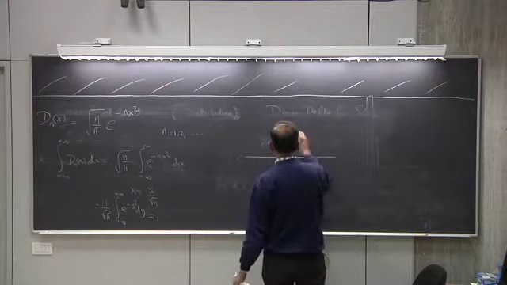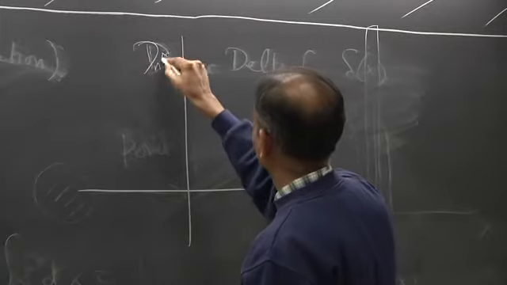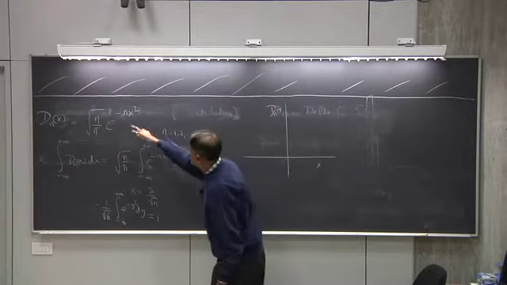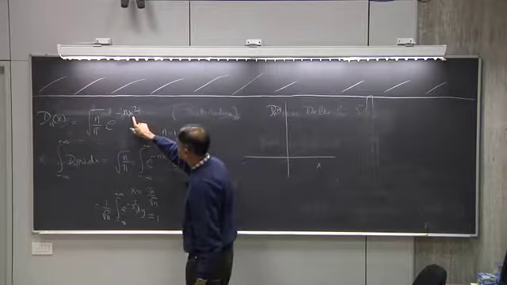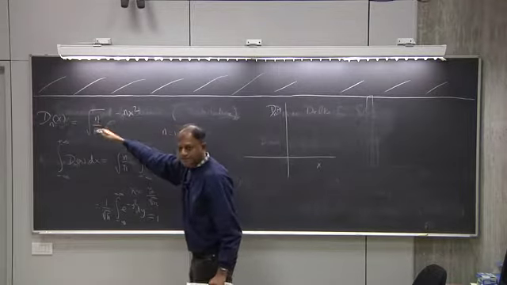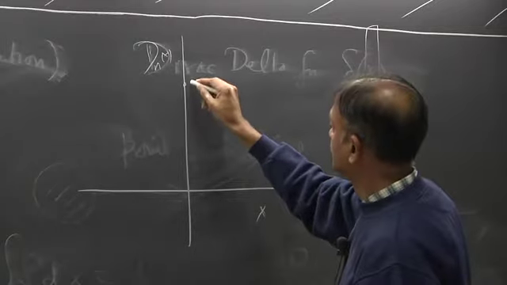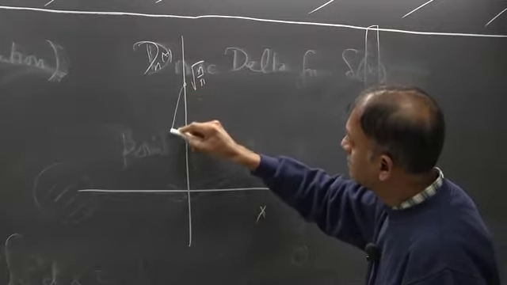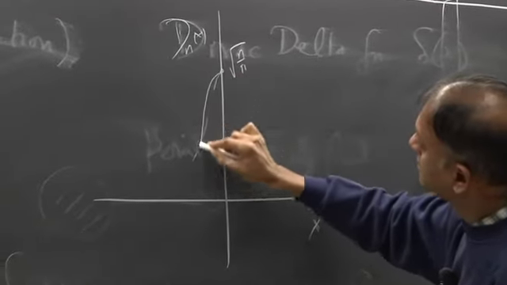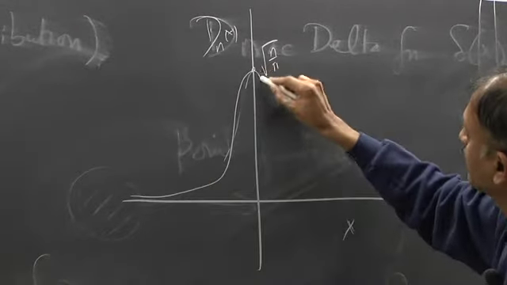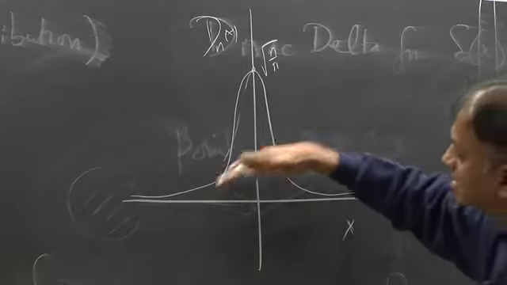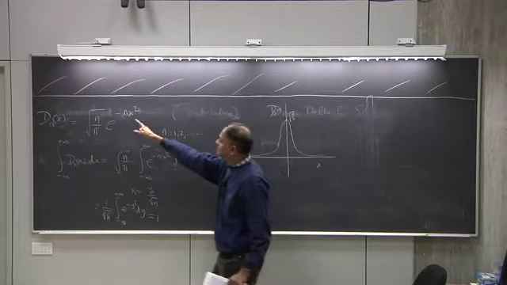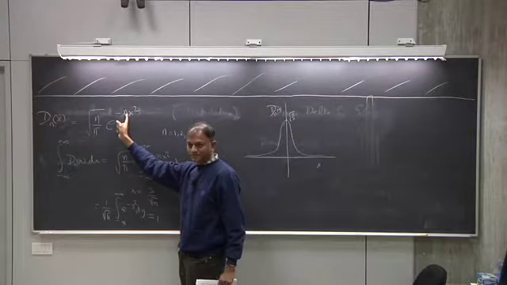as a function of x, notice that this is a Gaussian. At x equal to 0, the value is root n by pi. Then it starts going down exponentially. I'm not drawing it very well, but the width of this is obviously going to become smaller and smaller as n becomes larger.